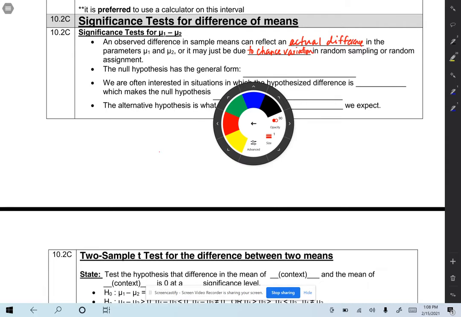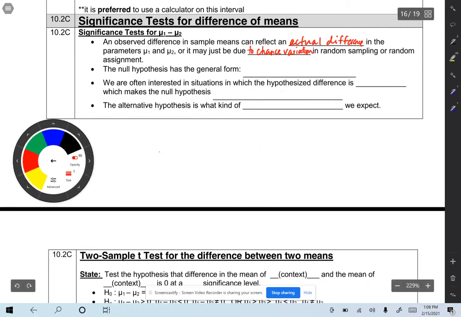In random sampling or random assignment. It's really important that you write your null and alternative hypotheses in a specific form. And in this case, the null hypothesis would look something like this. So the null hypothesis, where the mean of the first group minus the mean of the second is equal to a hypothesized value.